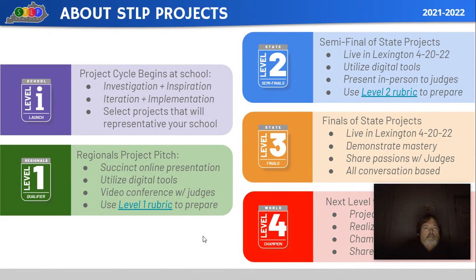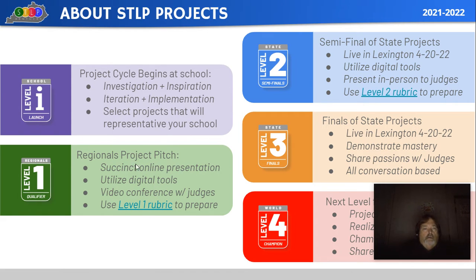So projects, and this is kind of the 4 things it is. The project cycle that begins at the school. There's an investigation. There's iteration and implementation. Select projects that will represent your school. So this is the planning. This level is basically the planning for level 1. So level 1 is the presentation, the tools, and the video conference, and then use the rubric. And we'll go over the rubric here in just a minute.